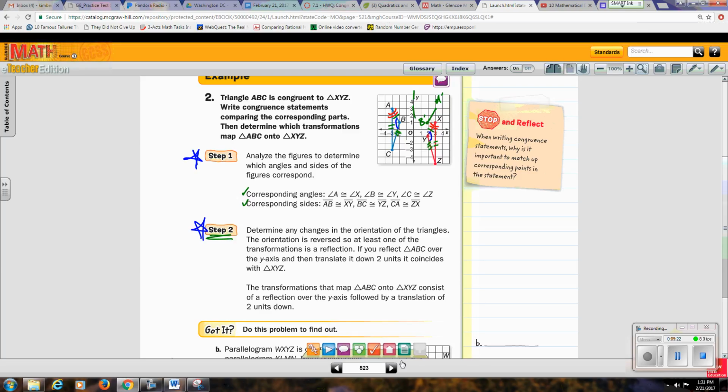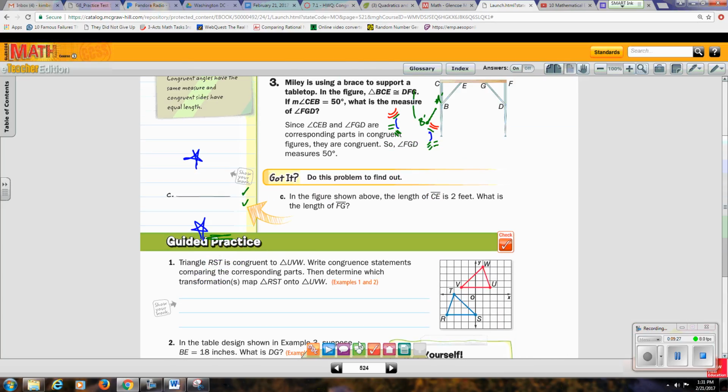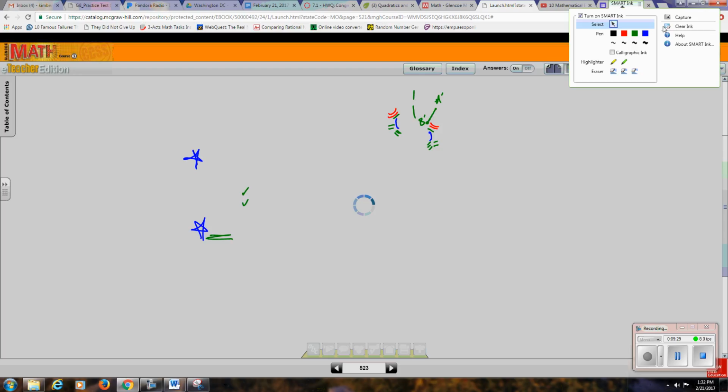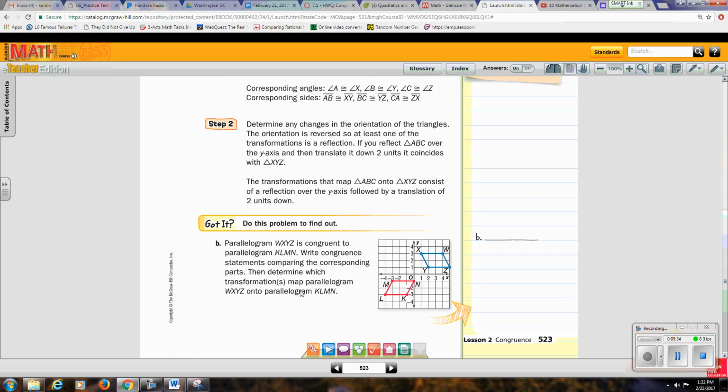All right, I'm going to have you pause the video and try the got it. Oops, sorry, I changed pages. Try the got it down below. And what I want you to do is determine the transformations. I'm going to do the sides for you. I'm going to do a couple of the sides and the angles. I'm going to tell you the angle X and Z are congruent and N and L are congruent. And then I'm going to tell you that M and K are congruent and W and Y are congruent.